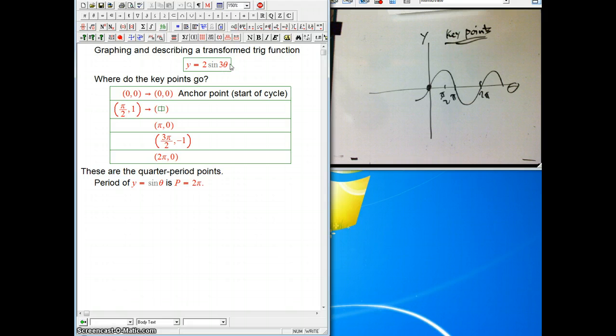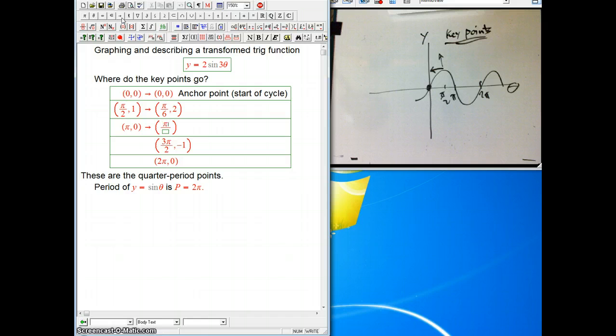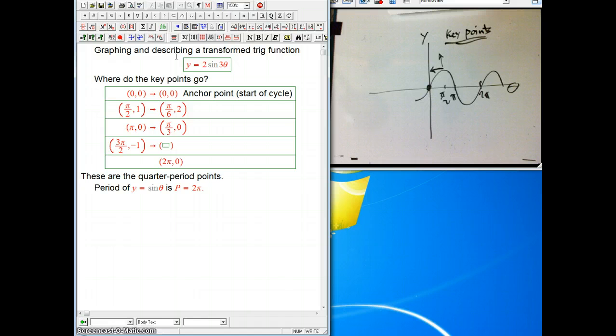What do we figure out? You're going to squish it by a factor of 3, so that's going to move all the theta values smaller, but then the y values are going to get bigger. So that's going to go to pi over 6 comma 2, and this is going to go to pi over 3 comma 0. So I'm just taking 1/3 of the theta values, the input values, squishing them by 3 and multiplying the y values by 2.